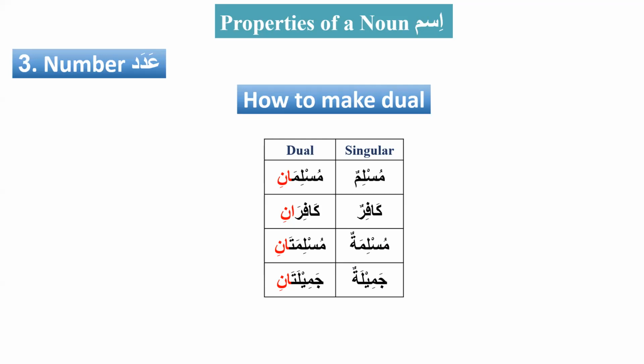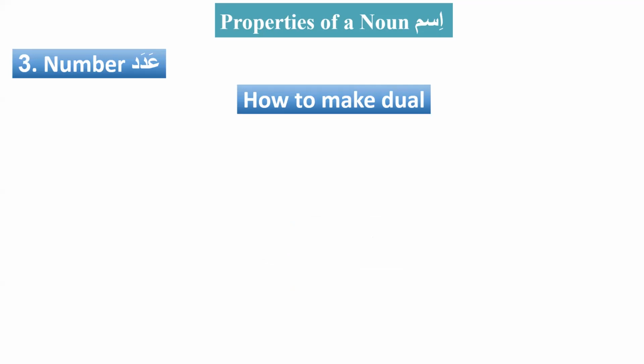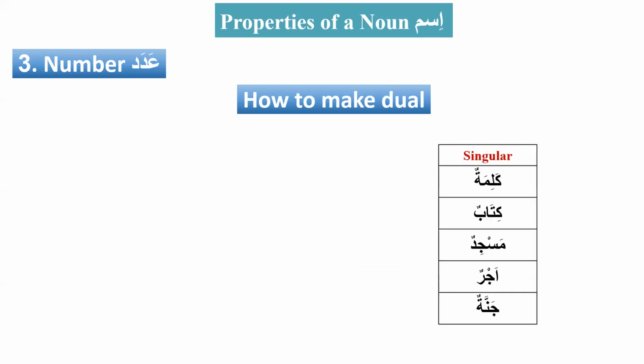And Jamilatun is Jamilatani. We already know this. We are just going to do a brief exercise to reinforce it a bit, and then we move on to the plural. I'm going a little fast because we know this already. So we are going to make dual of these words, and I'm going to ask some participants to help me out here. Brother Rashid, may I request you?